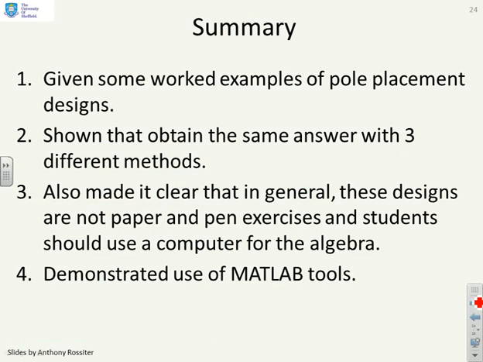So in summary, we've given some worked examples of pole placement designs. We've shown that you get the same answer with 3 different methods, but we've also made it clear that in general these designs are not paper and pen exercises, and I would recommend you use a computer for the algebra. We've demonstrated the use of MATLAB.